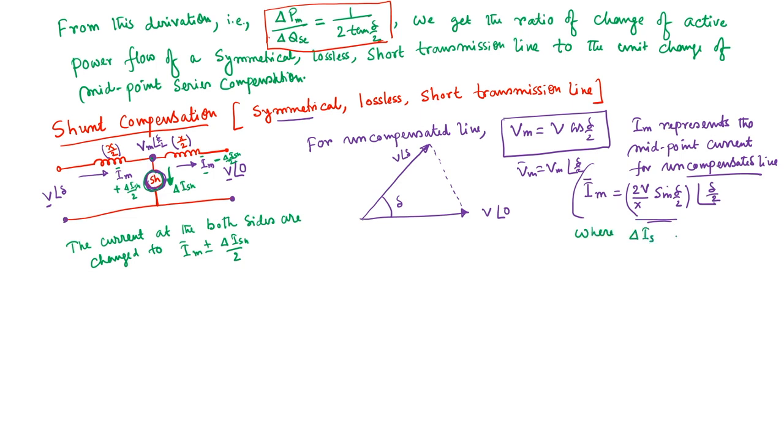del ISH represents the current drawn by the shunt compensator. So, without the presence of the shunt compensator, suppose the current, which also has a phase angle delta by 2, is IM. This is delta by 2.